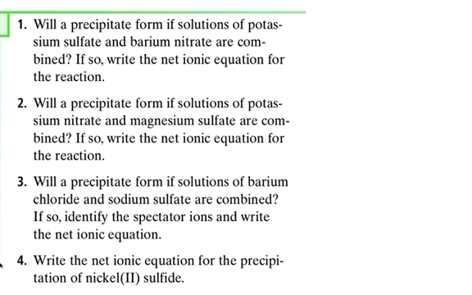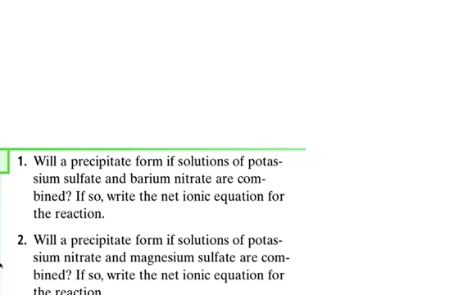So let's look at this one. Will a precipitate form if solutions of potassium sulfate and barium nitrate are combined? Well, let's try that. Let's write it out and figure it out. So we have to be able to write compounds. Potassium sulfate. Potassium is K. Sulfate is SO4 minus 2, so it's K2SO4. Hopefully we're getting pretty good at being able to write these.